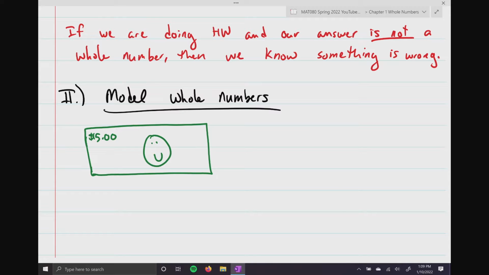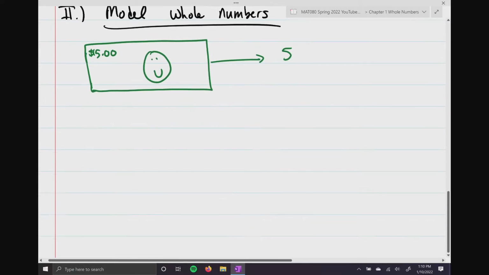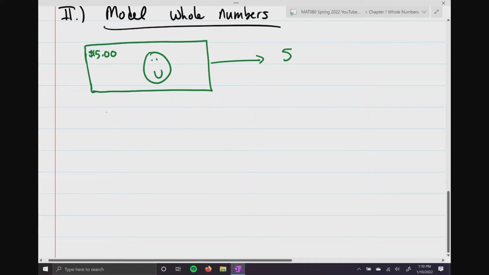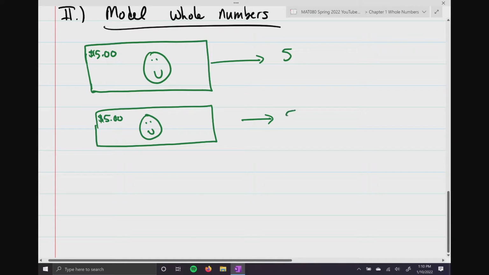Okay, so if you have a $5 bill, then that stands for a count of 5. Notice it's a positive number, therefore it's a whole number. Now we could have multiple $5 bills, and that would give us a total of $10. So you can add whole numbers together, okay?